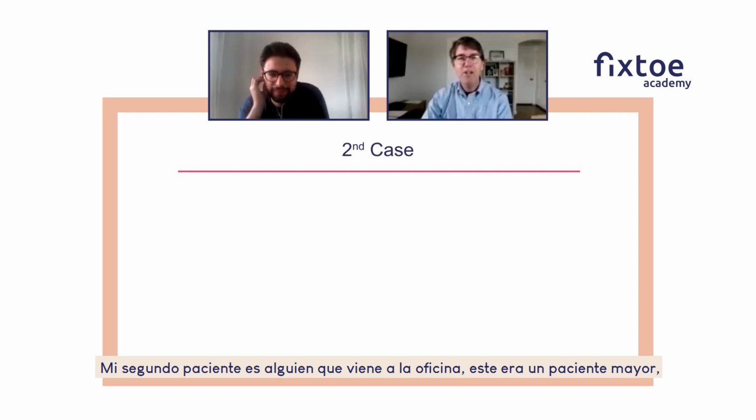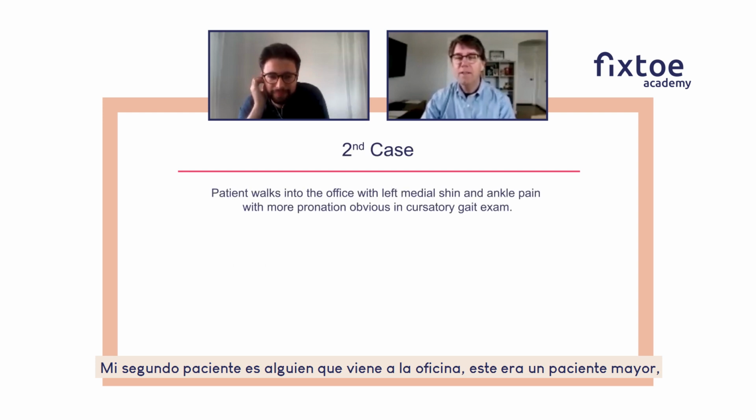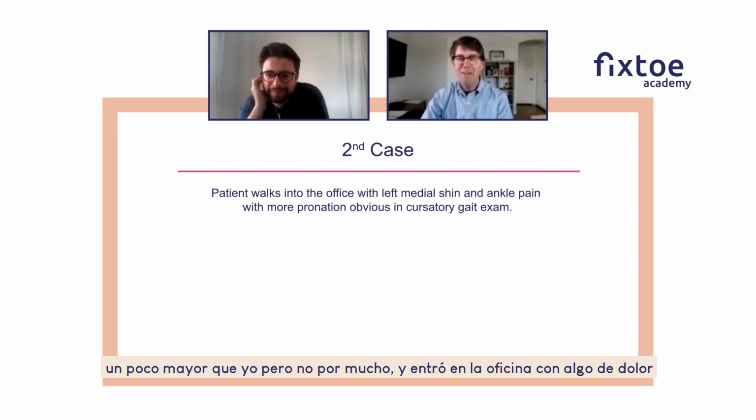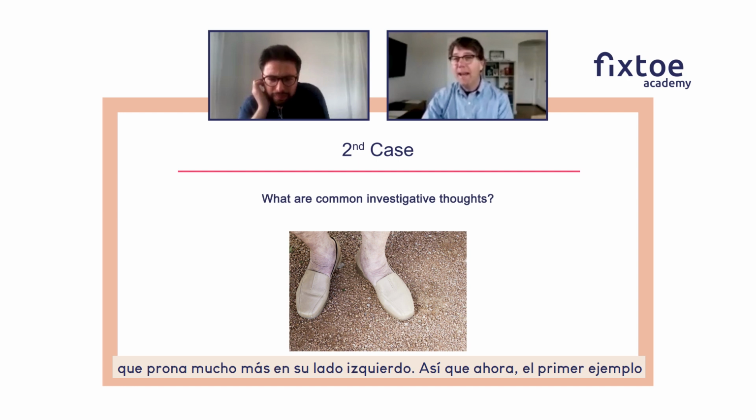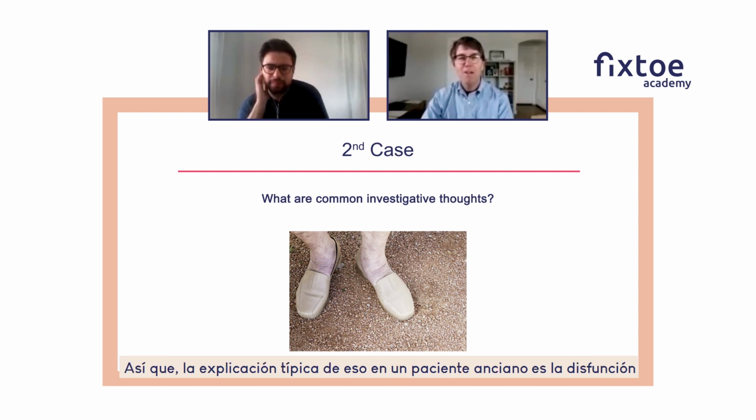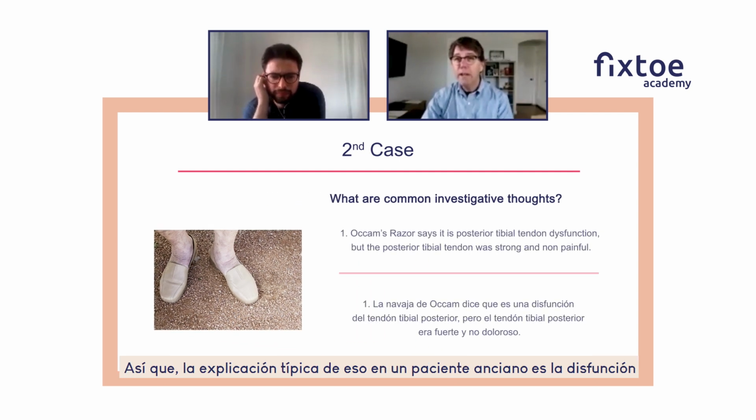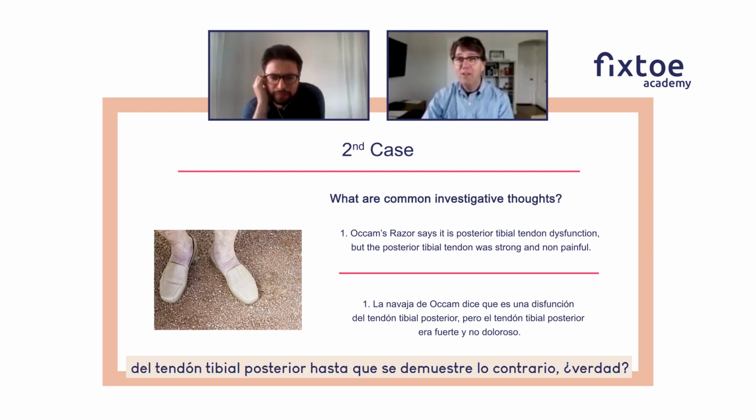So my second patient is someone who comes into the office. This was an elderly patient, a little older than me, but not by much. And they walked into the office with some medial shin and ankle pain. And it was very obvious at the cursory examination that they pronated a lot more on this left side. So again, the first example was supinators. Here's a pronator example.